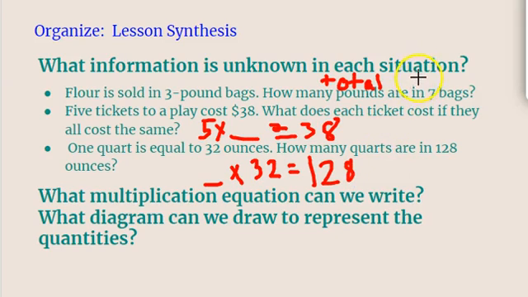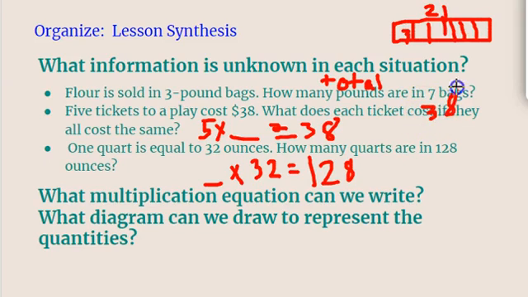So here, this one's pretty easy, right? If we look at the diagram for it, we've got our 7 parts. Each one of them is 3. That gives us our 21 pretty quickly. Here, we know we have 38 for a total.